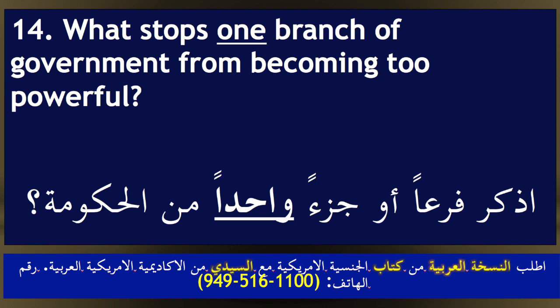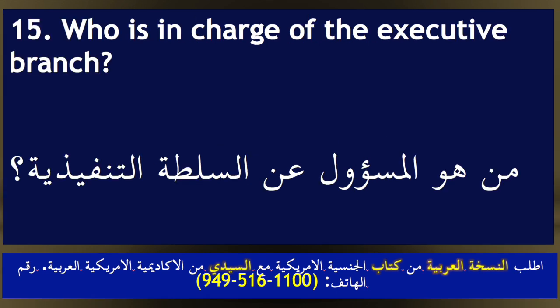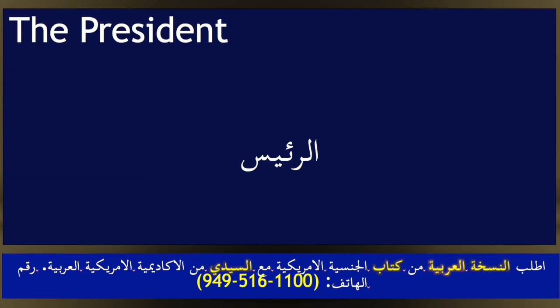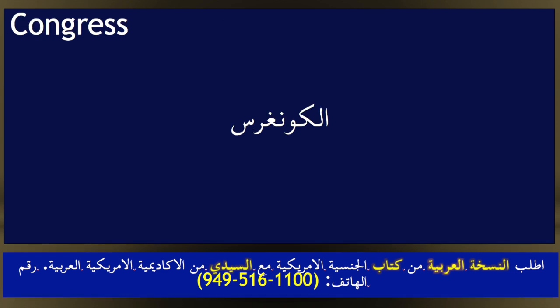Question fourteen: What stops one branch of government from becoming too powerful? Checks and balances. Question fifteen: Who is in charge of the executive branch? The president. Question sixteen: Who makes federal laws? Congress.